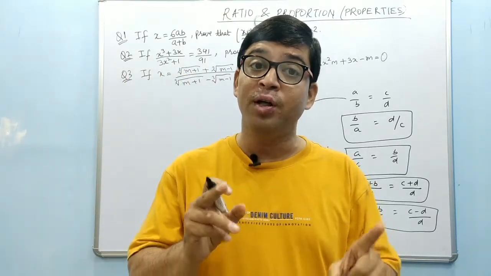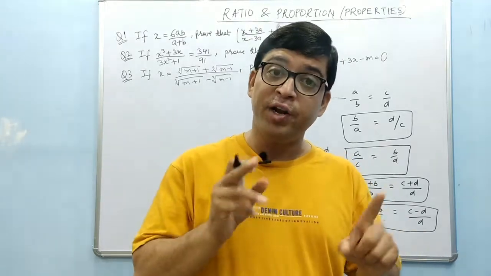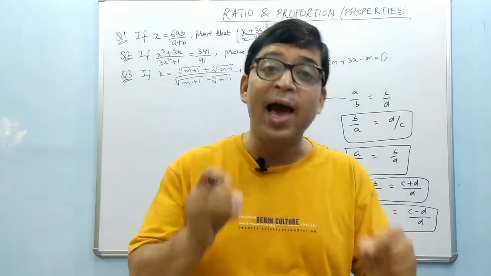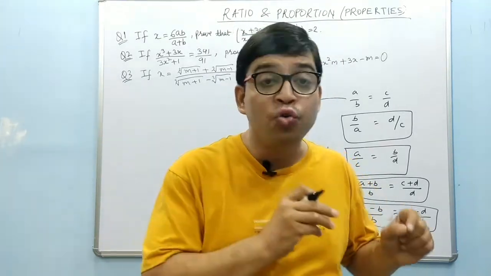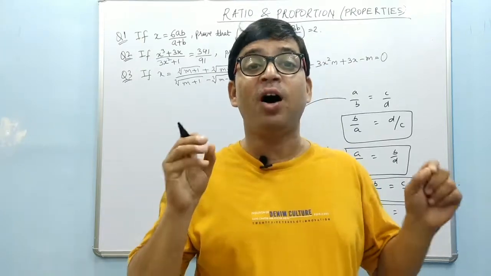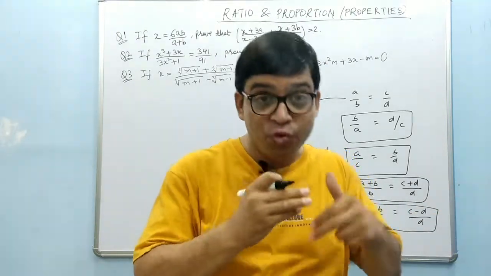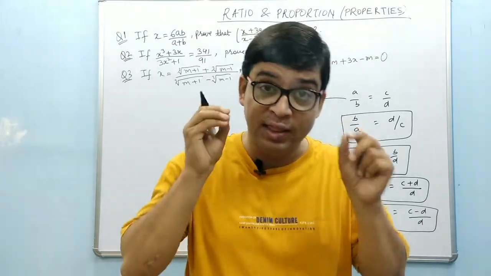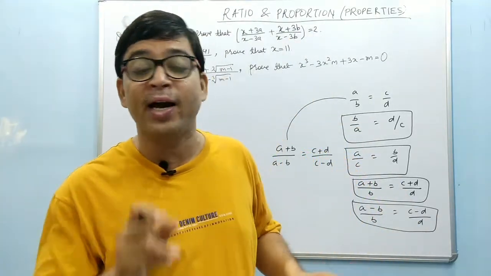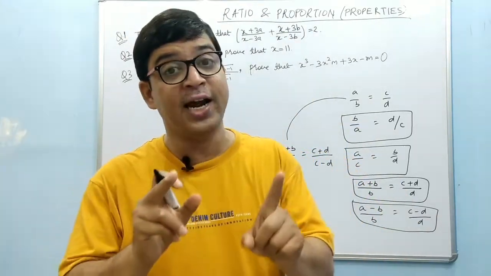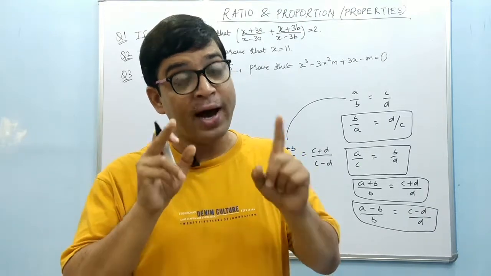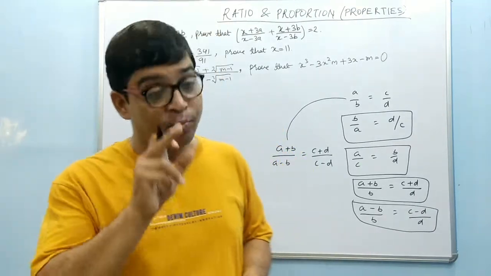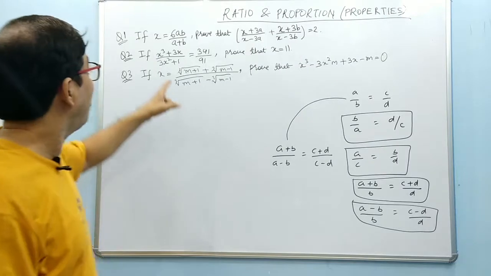Be careful that componendo and dividendo can be applied to both sides of the equation. If two things are given, something equal to something, then only we can apply componendo and dividendo, not at a single side. Be careful. I have seen people making this mistake. So be careful. Now we will attempt the problem.